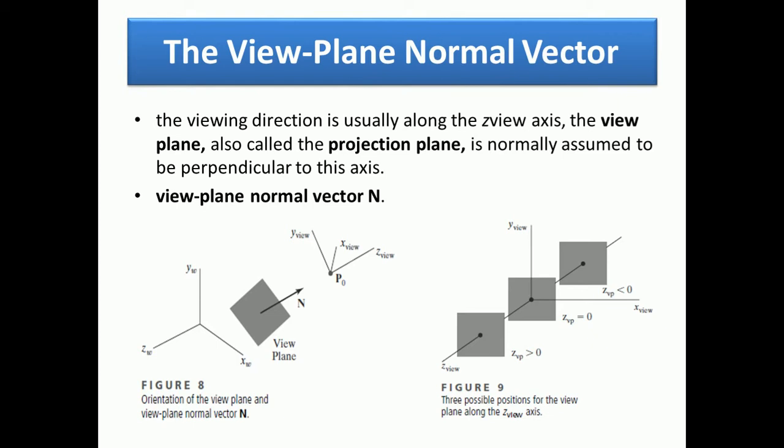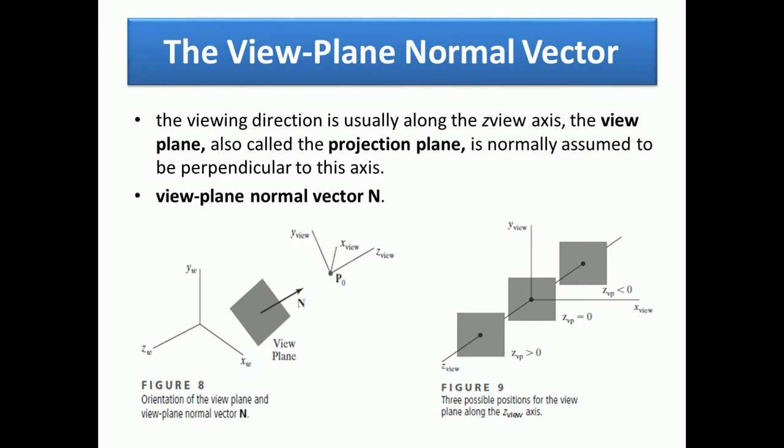Because the viewing direction is usually along the z view axis, the view plane, also called the projection plane, is normally assumed to be perpendicular to this axis, that is the z view axis. So the orientation of the view plane, as well as the direction of the positive z view axis, can be defined with a view plane normal vector, capital N. Here capital N is the view plane normal vector, which is shown in the figure below.